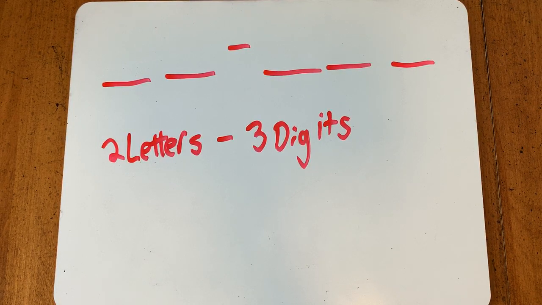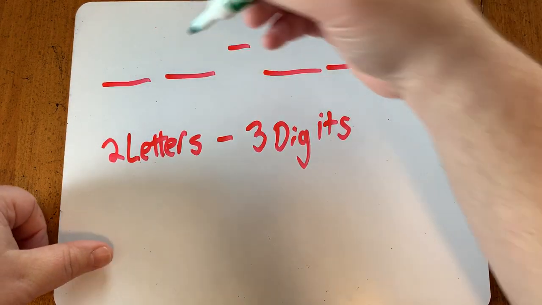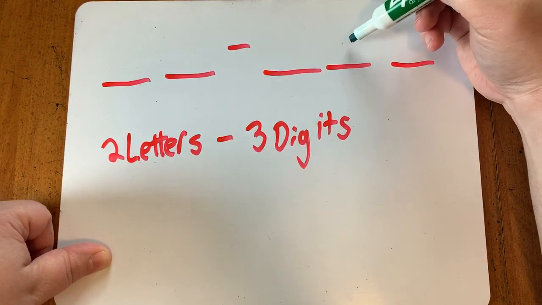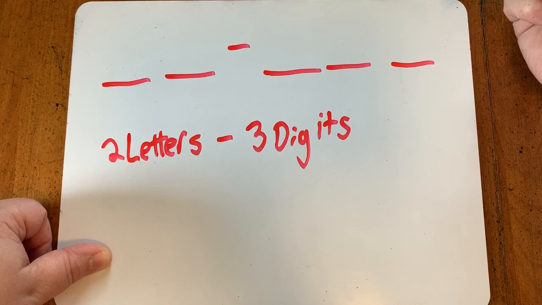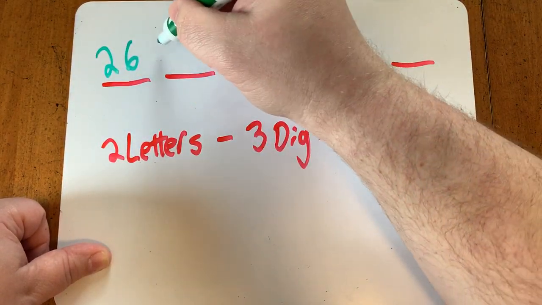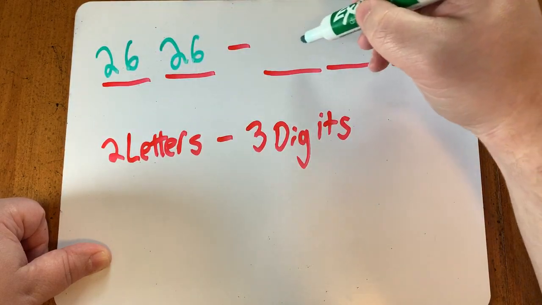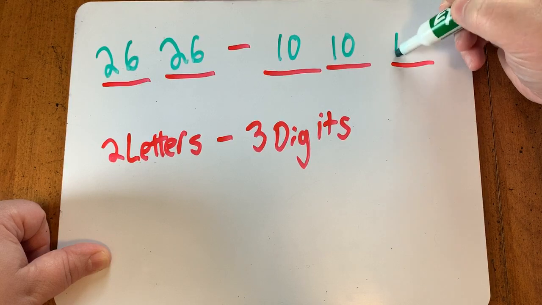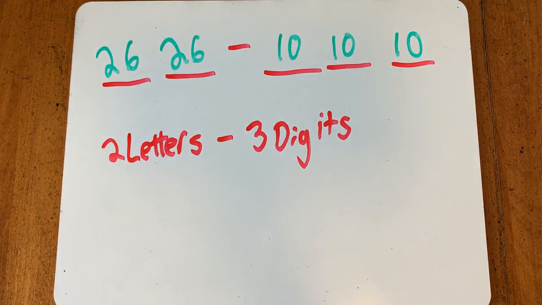So that means in the state of Rhode Island, you could have A through Z here, A through Z here, 0 through 9 here, 0 through 9 there, 0 through 9 there. So there were 26 possibilities in the first spot, 26 in the second, 10 in the third, 10 in the fourth, and 10 in the fifth.